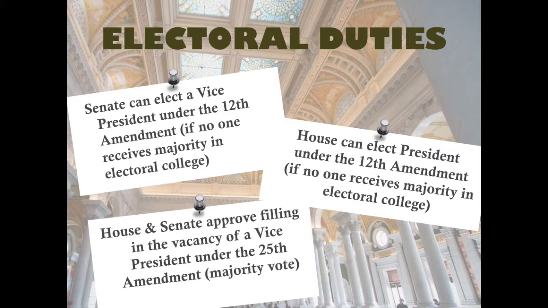The 25th Amendment provides for the filling of a vacancy in the vice presidency. When one occurs, the president nominates a successor, someone to fill the vacancy, subject to a majority vote in both houses of Congress. It has happened twice. Gerald Ford was confirmed as VP in 1973 and Nelson Rockefeller in 1974.